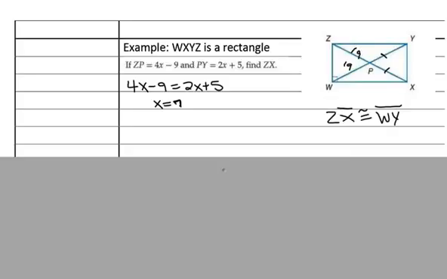And if each of these segments is congruent to each other, then PX will also be 19. So the total length of ZX, from here to here, is going to be 19 times 2, or double 19, which is going to be 38. But you have to know that the diagonals are congruent in a rectangle. So all of these halves are the same.